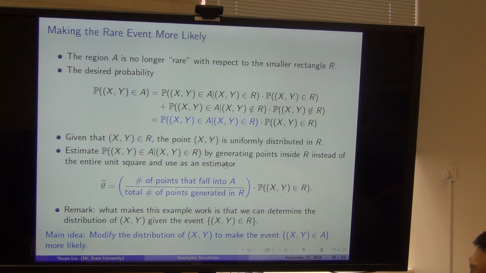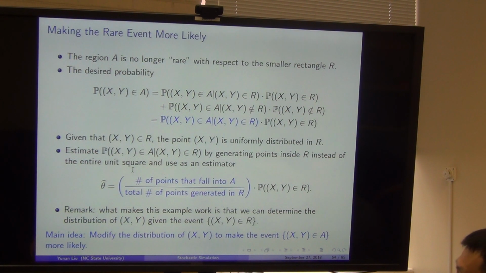This is no longer too small. Let's say 50% or something like that. Of course, the desired target is still small because there's this adjustment. This probability xy falls into R is the ratio between the area of R and the area of the bigger square.